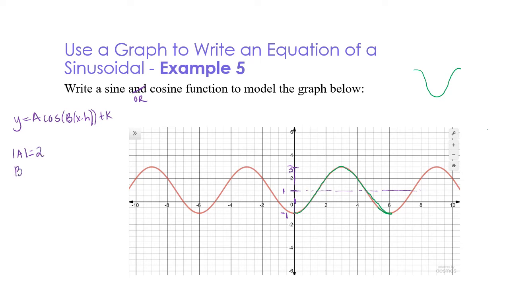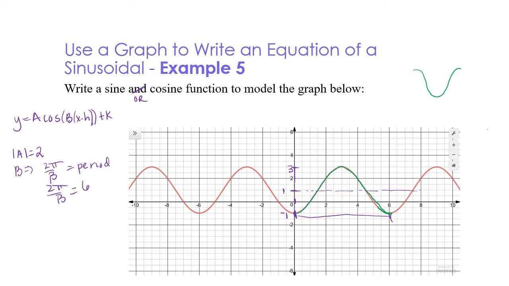The b value, so we know that 2 pi over b equals the period. All right, so let's see. What is the period? So how long does it take before this function starts repeating itself? So if we start from here and we end right here, that length is 6. So that means one full cycle takes 6 units. So our period is 6.